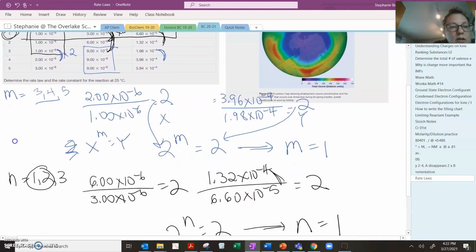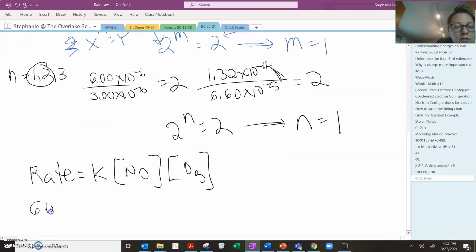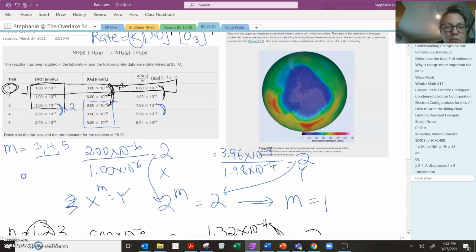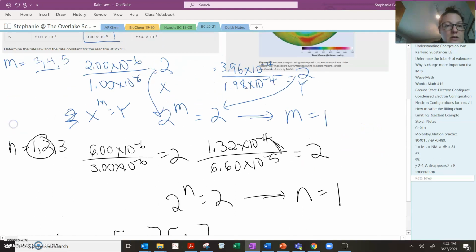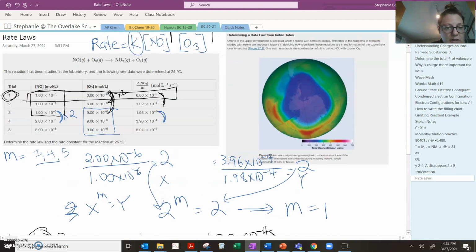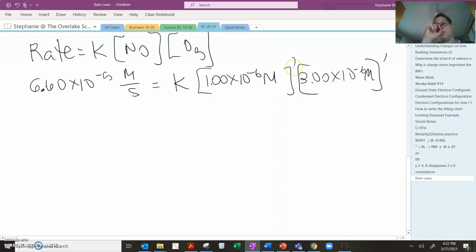All right, so let's see, the rate is 6.60 times 10 to the minus 5. And the unit here is moles per liter per second, so that's molars per second. And we're trying to find K, so that's my unknown. And my 1.00 times 10 to the minus 6 and 3.00 times 10 to the minus 6. Both of those are molar. And remember, these are raised to the first power.